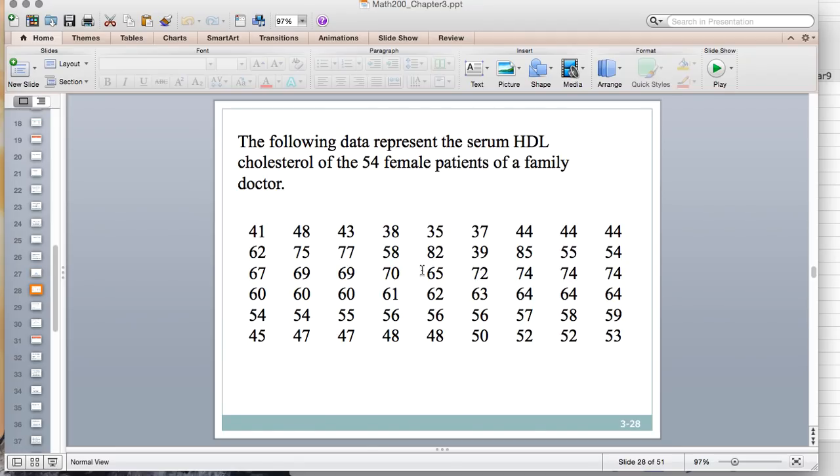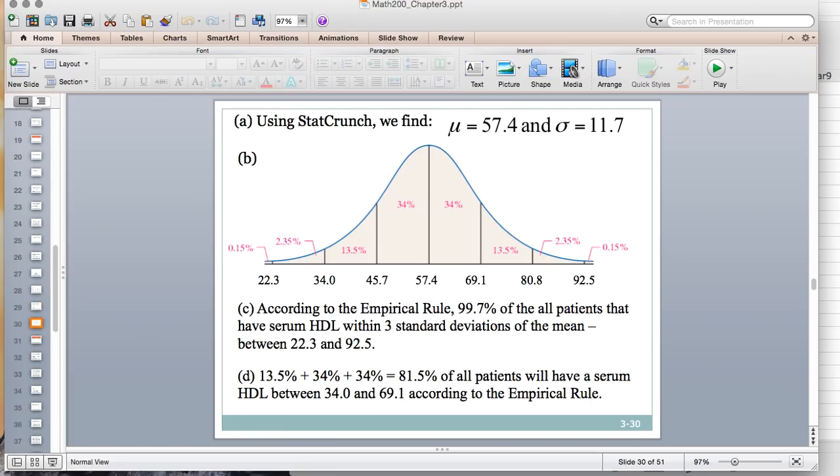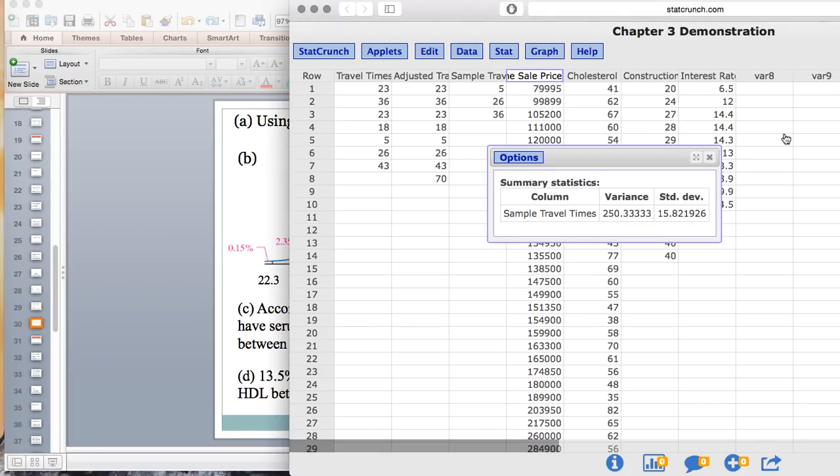So what we have here is data that represents the serum HDL cholesterol for 54 female patients of a family doctor. So what we're actually going to do is calculate our population mean and our population standard deviation using StatCrunch, and then we're going to use those values to label a bell curve. I'm going to open up StatCrunch real quick.